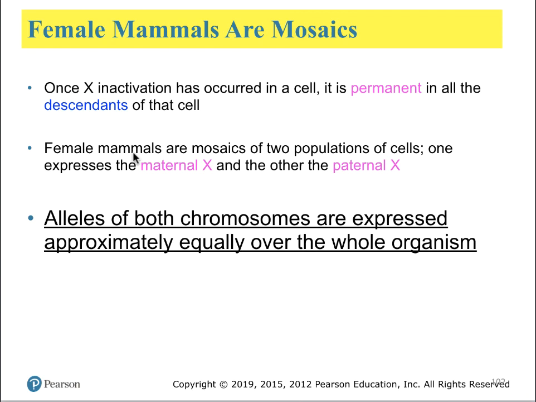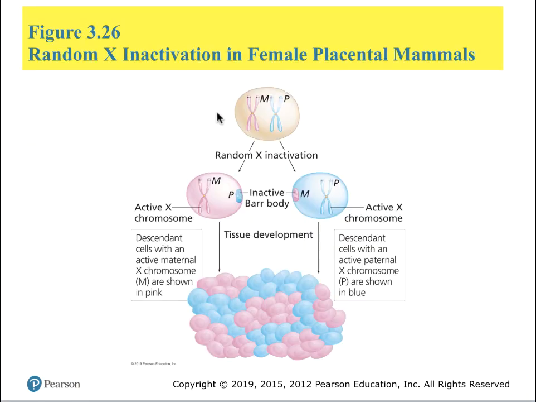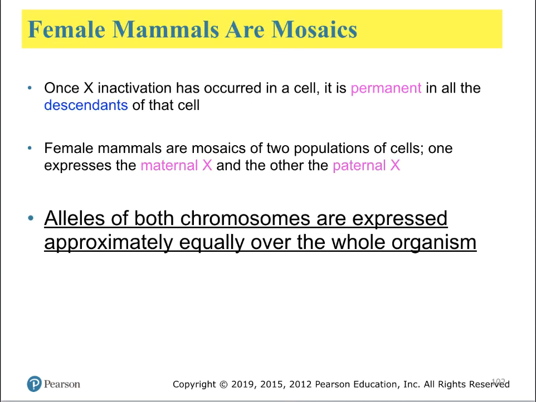So female mammals are mosaics of 2 populations of cells, as indicated in figure 3.26. So some tissue has one X chromosome inactivated, and other tissue has alternative X chromosome inactivation. In most cases, this will not be a problem unless she carries 2 alleles for some important genes. We'll come back to that in a second. Both alleles from both chromosomes will be expressed approximately equally over the entire body.